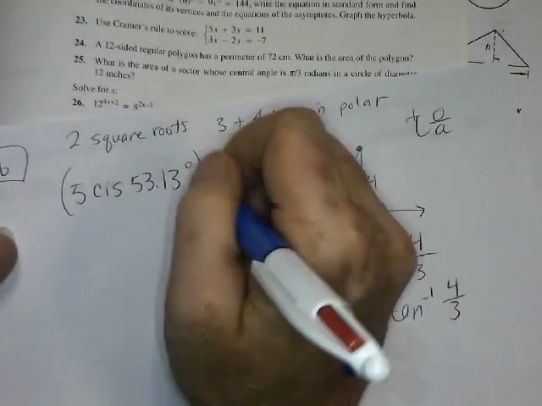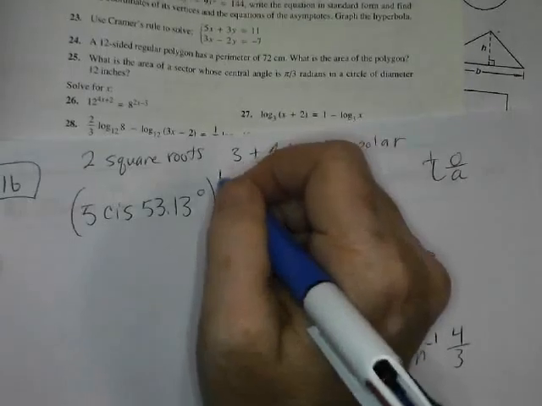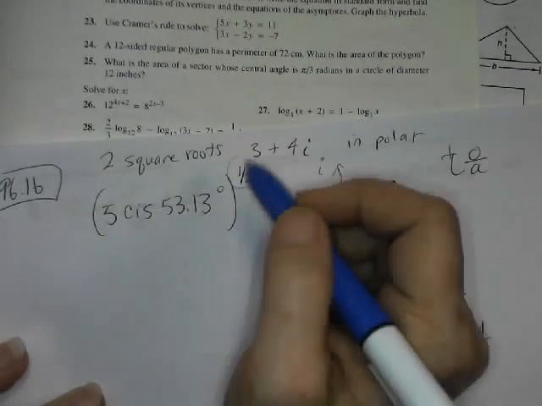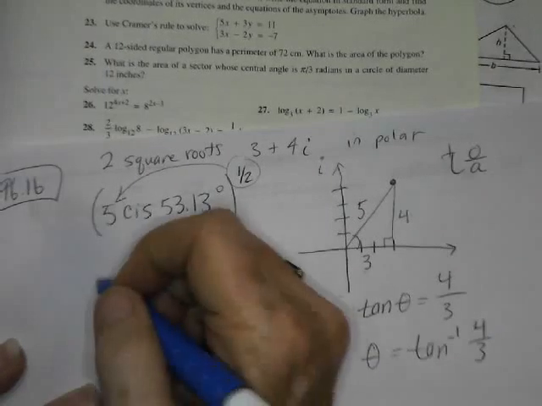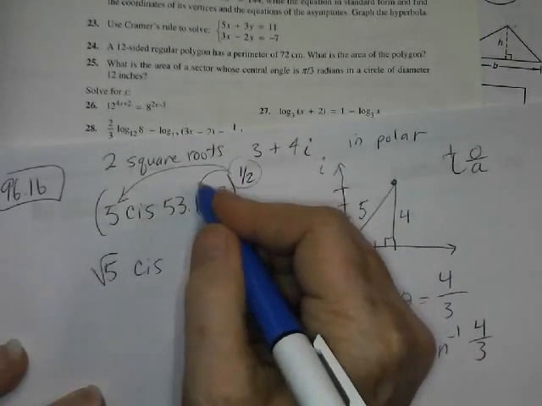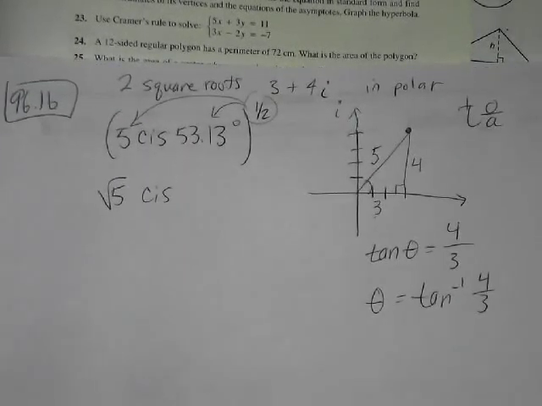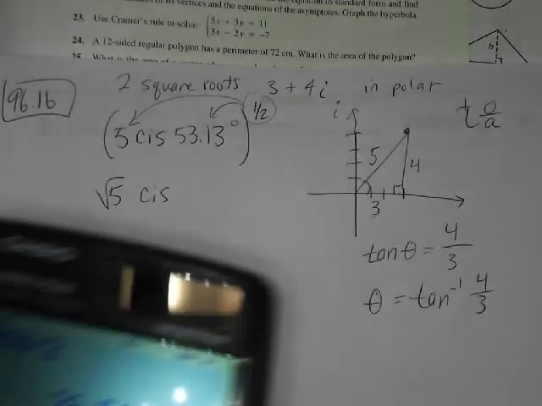Now I can use de Moivre because I have r cis theta. Okay, so I want square root, so I'm going to raise it to the half power. And so the way the de Moivre thing works is you take a root of r, so that's not very nice, that's going to be root 5. And then this one you don't take a root, you actually just divide or multiply, which is the same as dividing it by 2, right? So I'm going to divide that by 2. I got about 26.57. Okay.